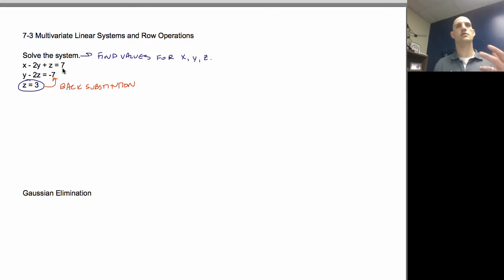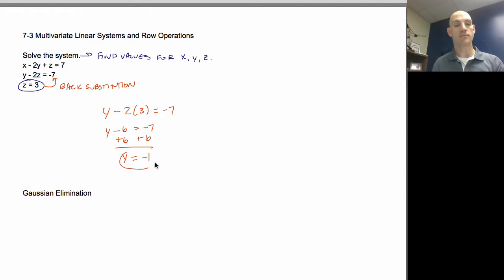Back substitution is basically just saying, I already know what z is, so I can substitute it back into every equation. It doesn't particularly help me to substitute it into the first one because I'd still have two variables. But if I substitute it into the second line, and you're going to start to hear us talk about rows and lines, the second row, it's going to help me because then I'll have y minus 2 times 3 equals negative 7. That's really convenient because now I have y minus 6 equals negative 7, and I can add 6. And I have y is equal to negative 1.